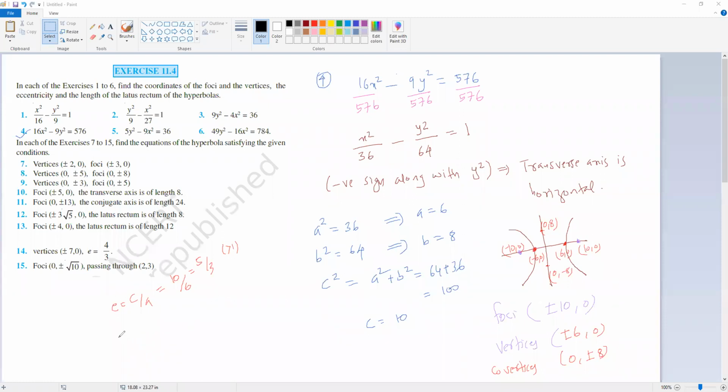Okay. Then latus rectum. The length of latus rectum formula is 2b square by a. So 2 into b square is 64 by a is 6, so it is 3, so 64 by 3.